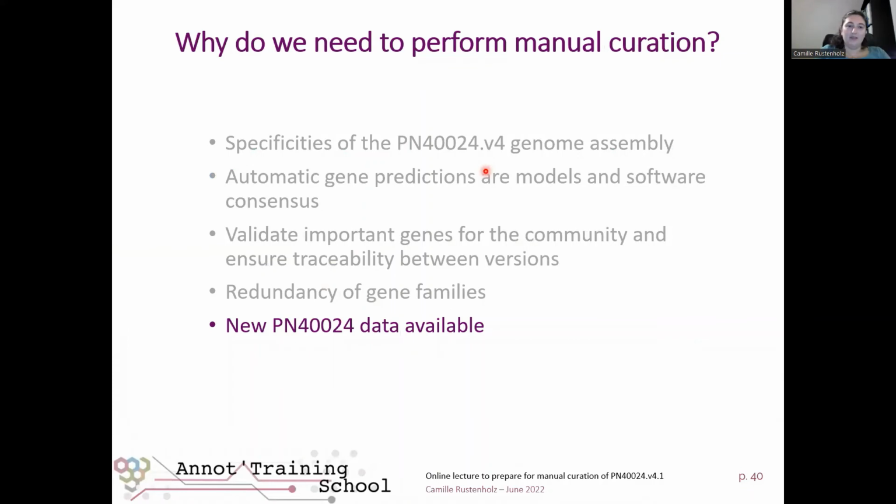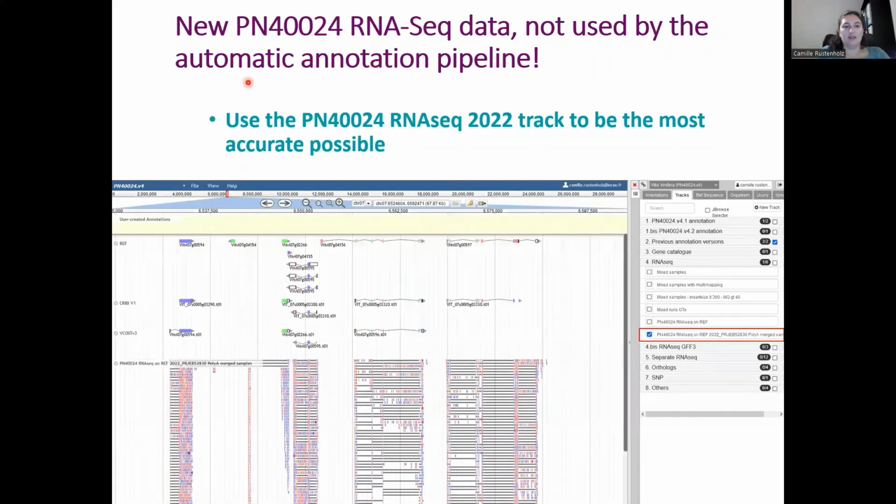And then the very last reason why it would be useful to perform manual curation is that we have some new PN40024 data that are available. These are RNA-Seq data from the PN40024 genotype itself. This is brand new, and it was not used by the automatic annotation pipeline. So it was not a piece of evidence that was used to feed the pipeline. The transcriptome RNA-Seq data sets that were used came from other varieties, other genotypes, but not PN40024.